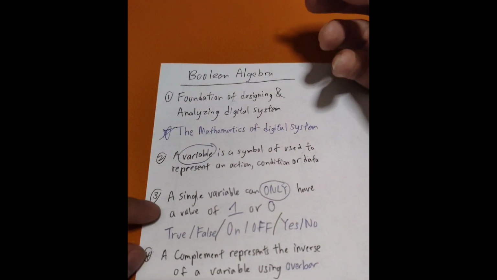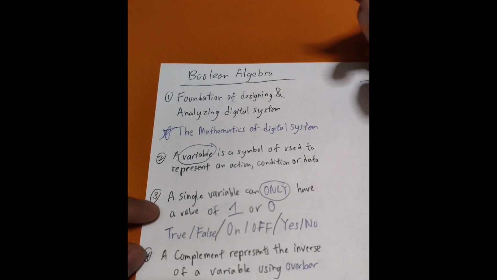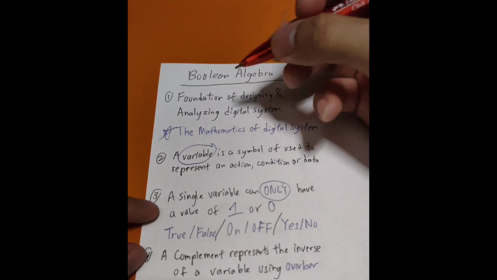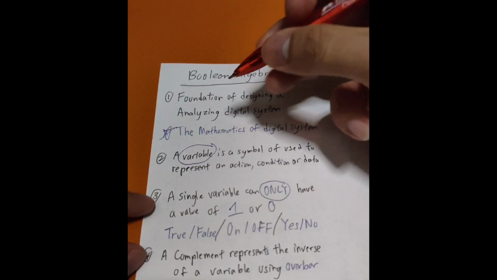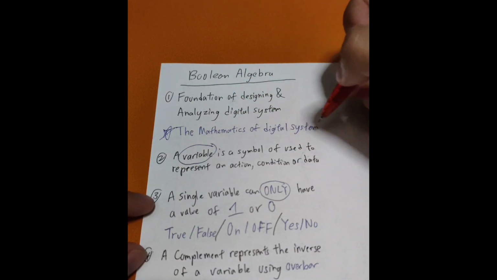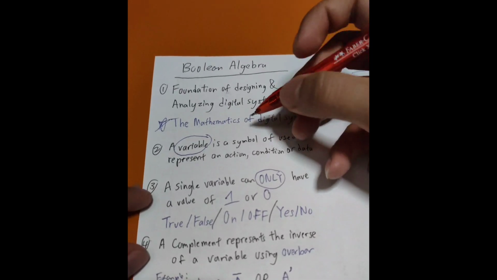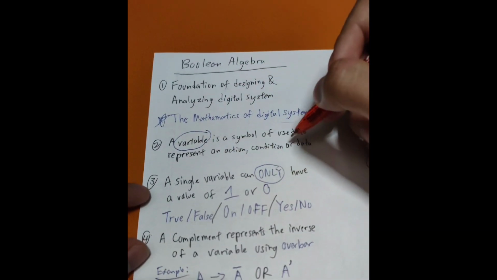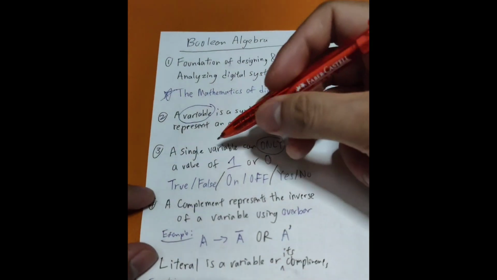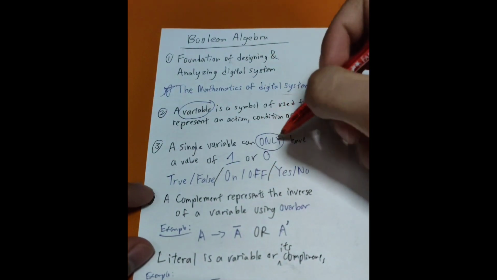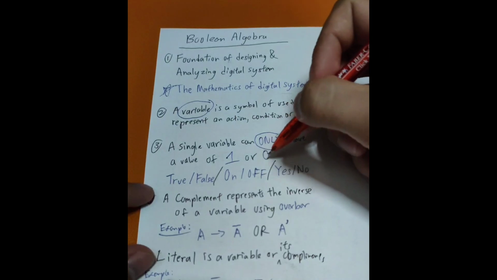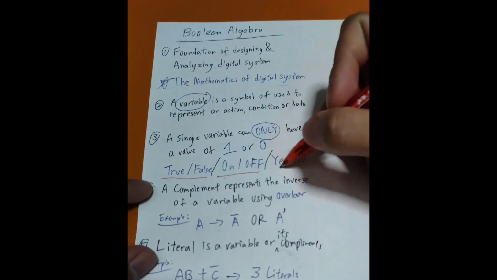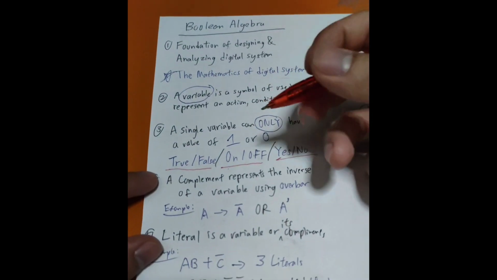Hello everyone. Today let's learn about what is Boolean algebra. Boolean algebra is studied as a foundation of designing and analyzing digital system, which is also the mathematics of digital system. A variable is a symbol used to represent an action, condition or data. So a single variable can only have a value of 1 or 0, which is true and false, on and off, or yes or no.